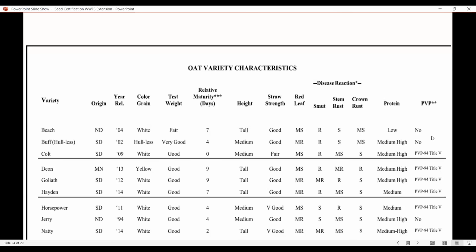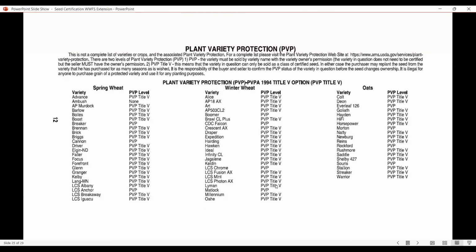In the case of Beech and Buff, there is no protection. In the case of Colt, it has PVP 94 with Title V. The PVP 94, in 1994, the Plant Variety Protection Act was redone to eliminate some of the loopholes that allowed brown bagging of seed. We also have another table in our directory where it lists all the varieties that are in our program and the type of protection that each variety has.